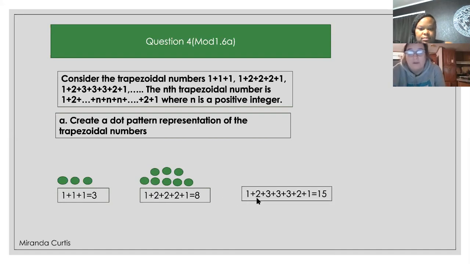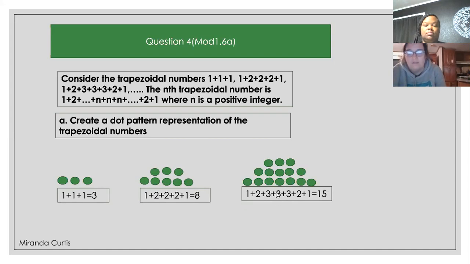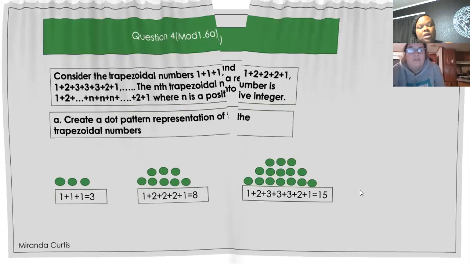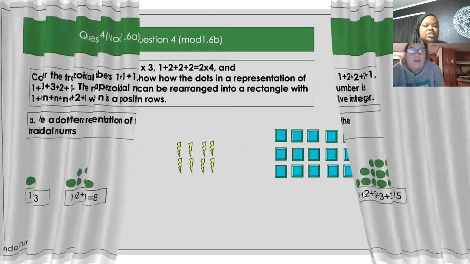Now our next one looks really hard, but it's really not. 1 plus 2 plus 3 plus 3 plus 3 plus 2 plus 1 equals 15. Again, we do the same thing. We put 1 dot above, above the 2 we put 2 dots, above the 3, 3 dots, above the 3, 3 more dots, then 2, and 1. That gives us 15, and that gives us a cool pattern too. All right, great explanation.